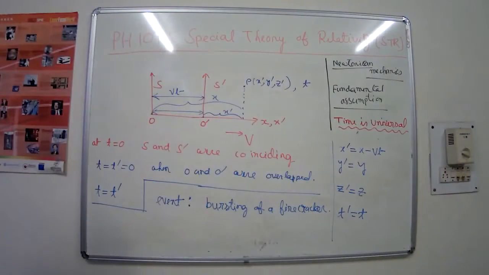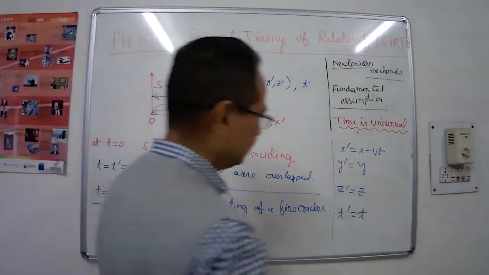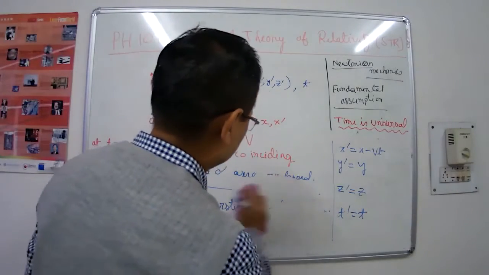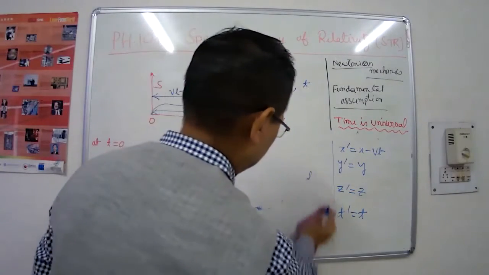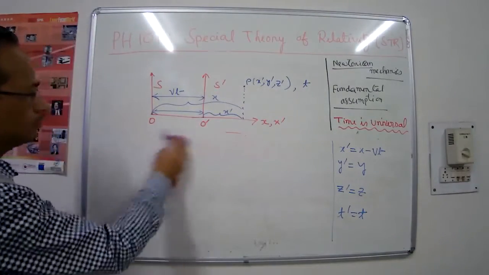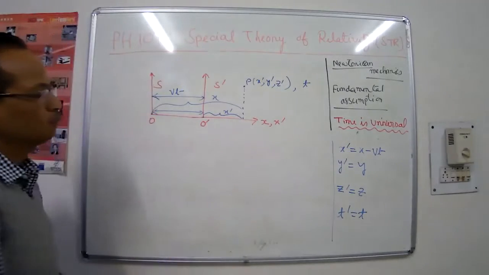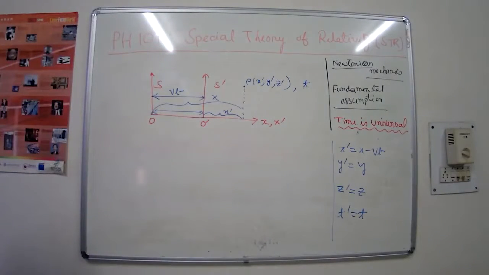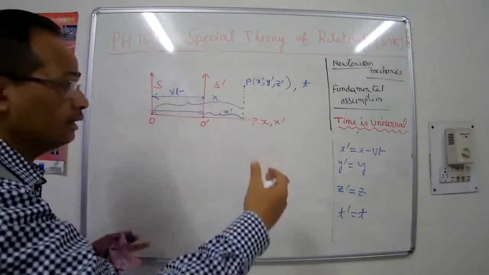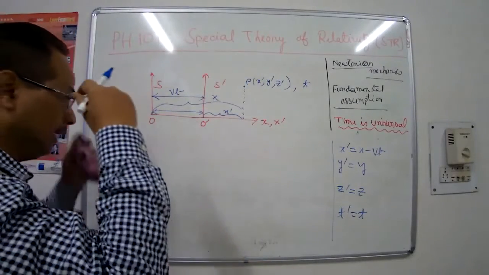Now these sets of equations, these are called Galilean transformation. But here we consider that the frame of reference S prime is moving with a velocity v along the X direction. So this is not the most general expression. If you want to write down the most general expression, I'll have to consider that the frame S prime is moving with a constant velocity, but in any arbitrary direction, not necessarily along X.